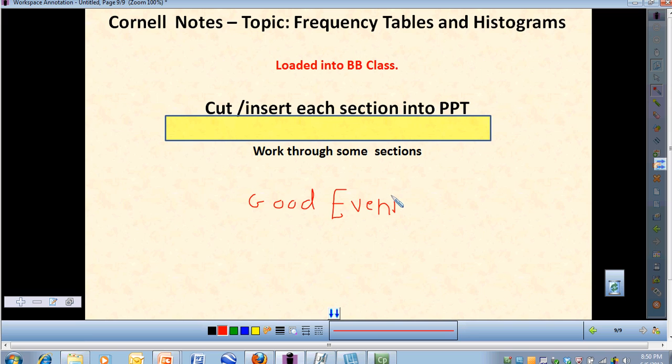But the hours are split up into ranges, so the first one would be 0 to 3, then 4 to 7, then 8 to 11, then 12 to 15. And so for 0 to 3 hours, the frequency is 9.